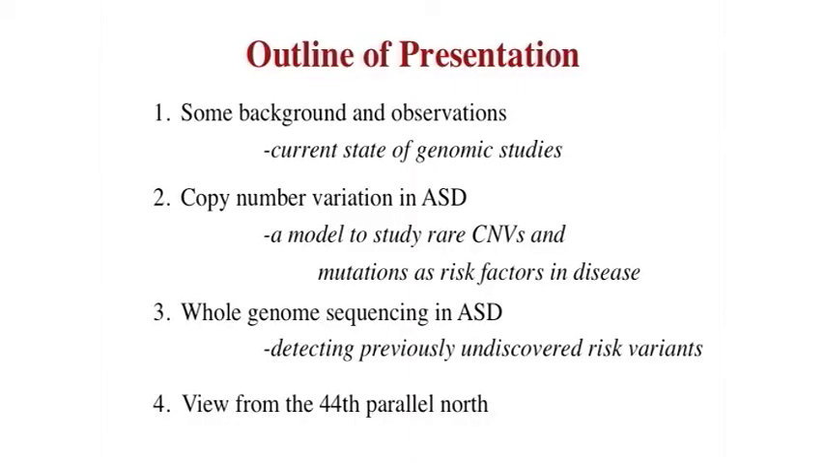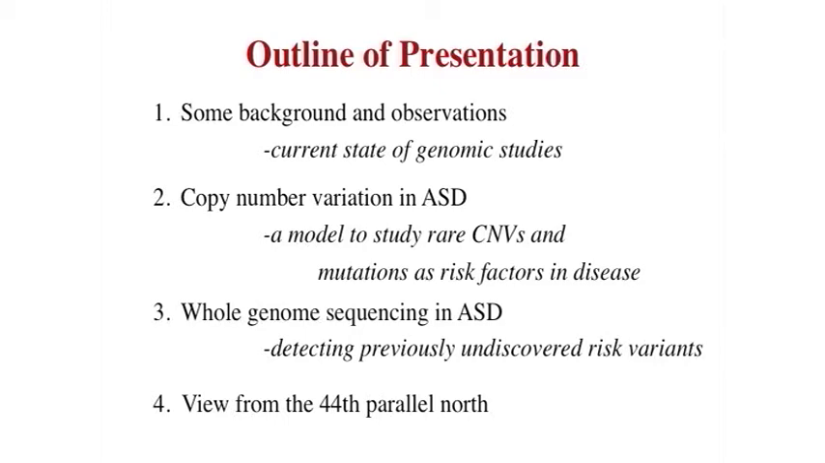I'm going to try to cover a lot of ground, so I'm going to move relatively quickly, but I'll try to draw out some common themes and messages that we can discuss at the end of my presentation. I'd like to give you some background and general observations on the current state of genomic studies in general and in autism. Secondly, I'll talk about copy number variation in autism spectrum disorder, or ASD, a model to study rare CNVs and mutations as risk factors in disease.